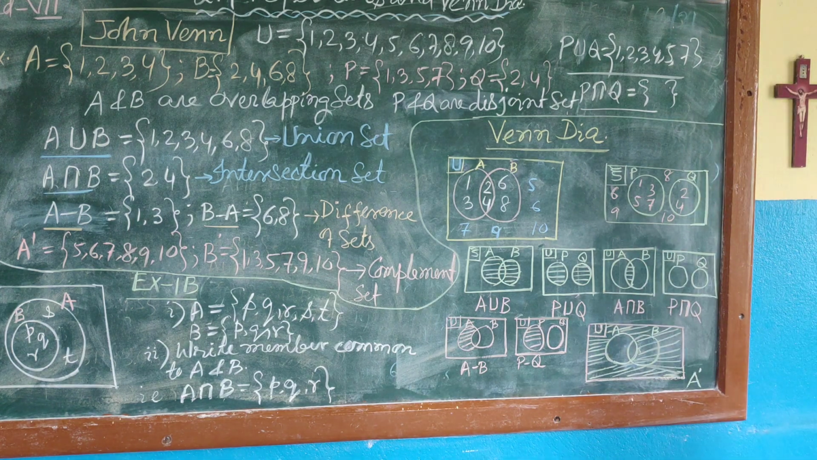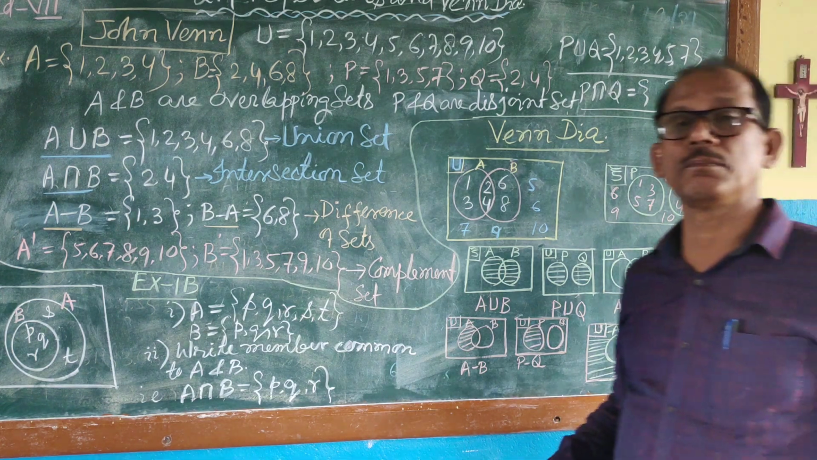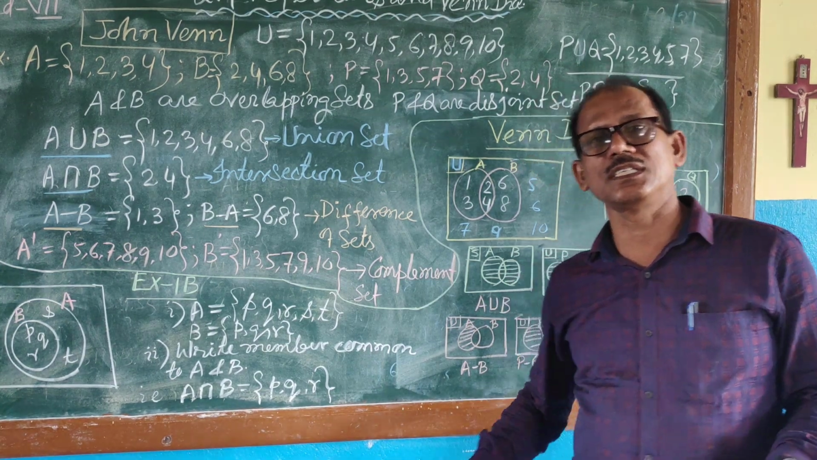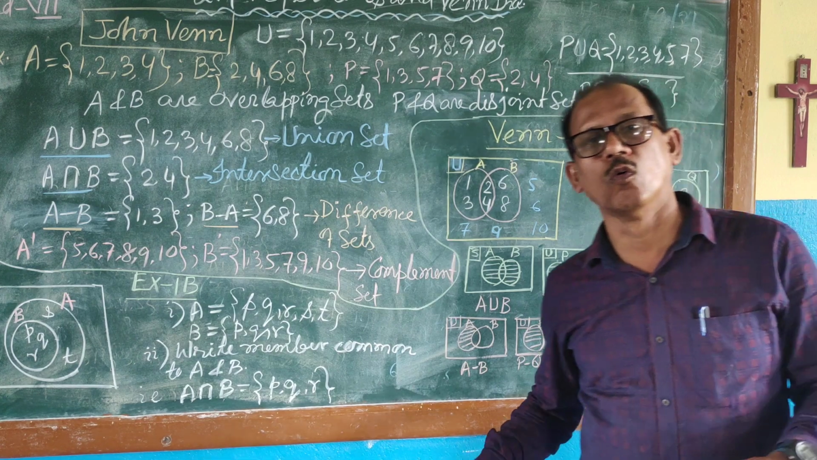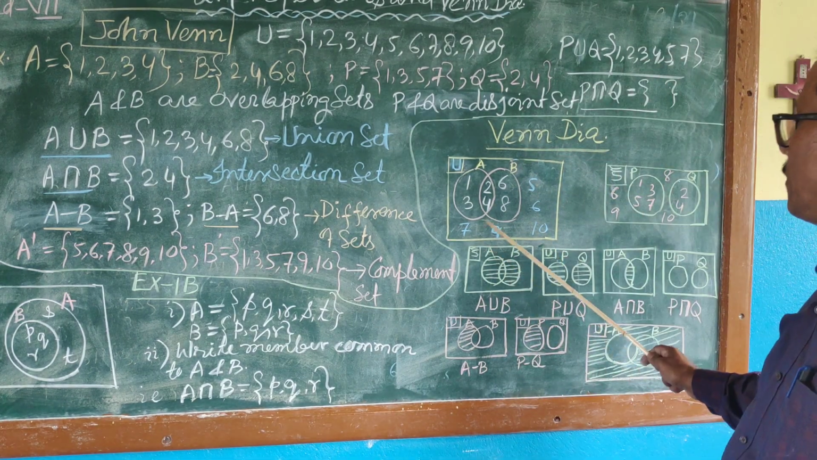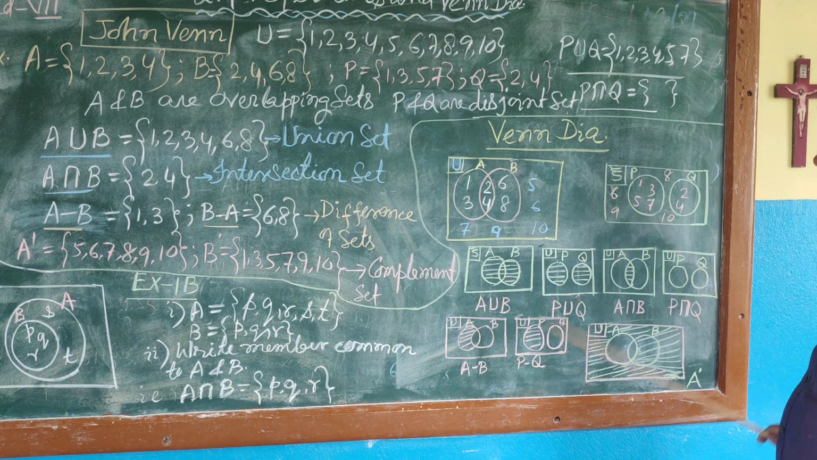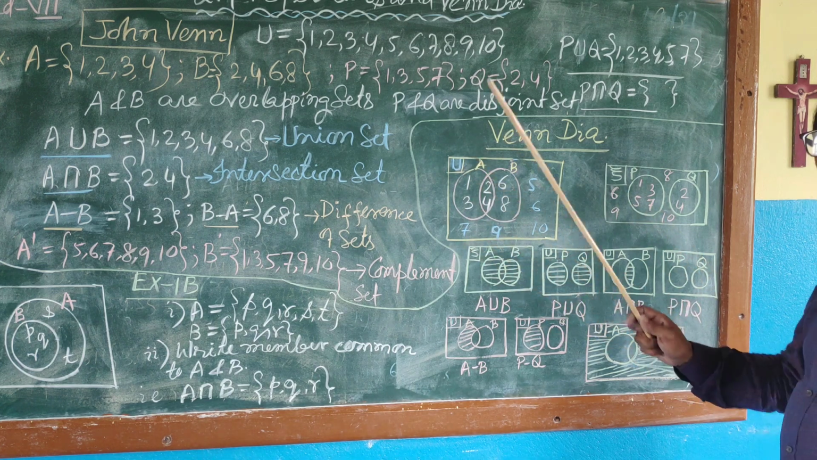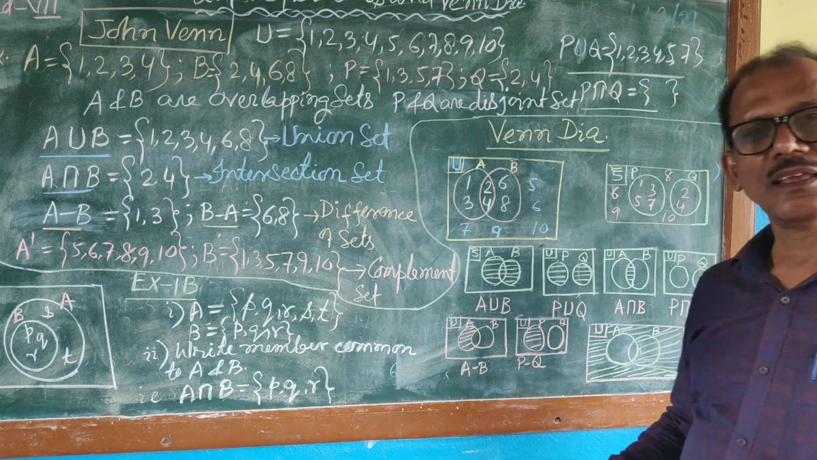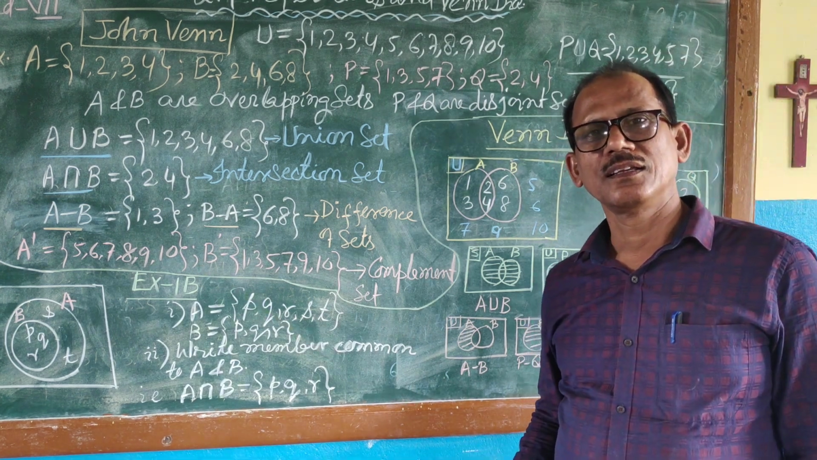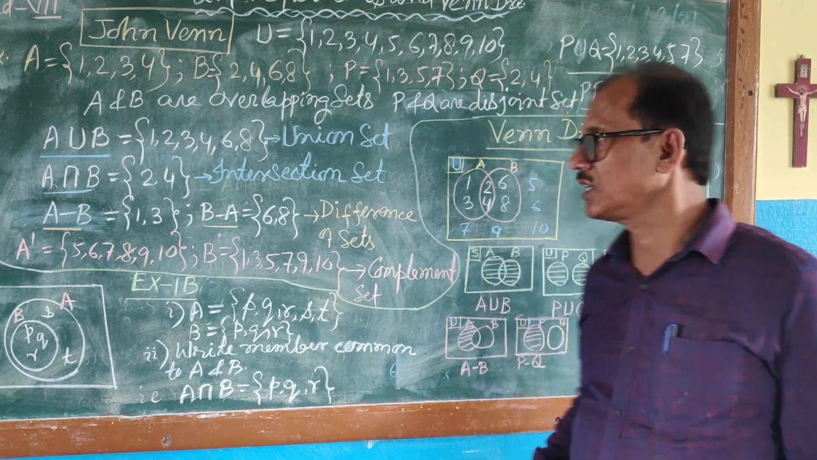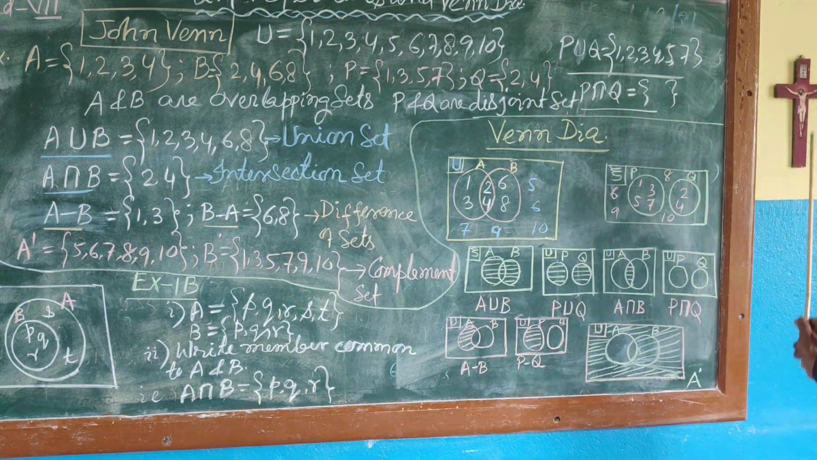Okay, so the concept is, a set will be represented by a square or rectangle, and a subset usually by a circle or oval. The universal set is usually a square or a rectangle, and a subset is a circle or oval. If you put the elements inside it, then you can have clear conceptions about those sets. Okay, now I will take an example.